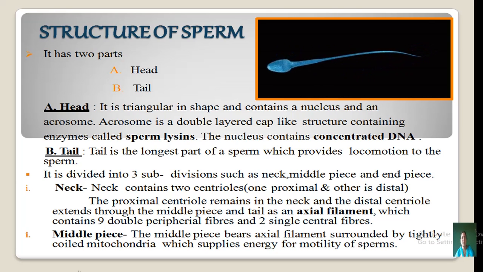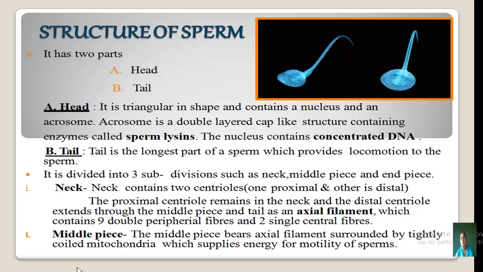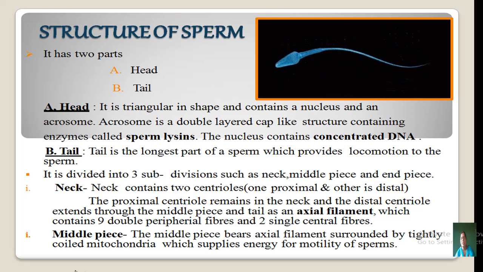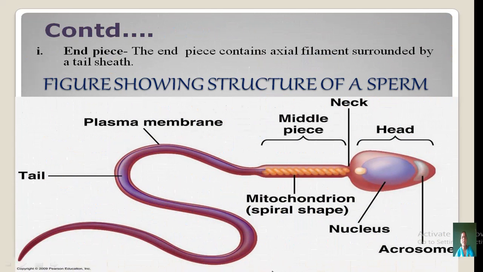Next come to the middle piece. It is the second part of the tail. The middle piece bears axial filament surrounded by tightly coiled mitochondria. The mitochondria supply energy for the motility of the sperm. In this figure, you can see the sperm moves. This movement requires energy. The energy comes from the mitochondria which are present in the middle piece of the tail region. Now come to the end piece. End piece is the last part of the sperm tail. The end piece contains axial filament surrounded by a sheath that is called tail sheath.